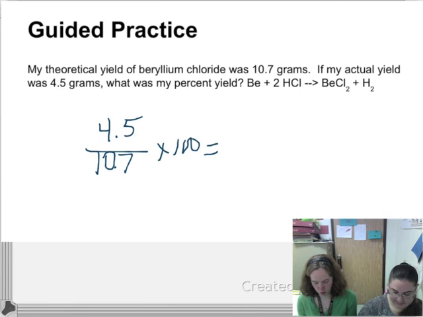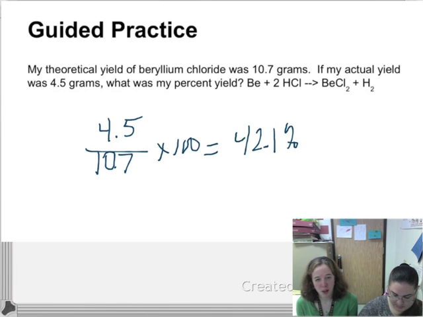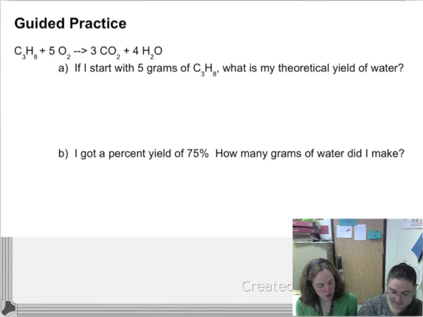So we've got 4.5 over 10.7 times 100, and we get 42.1%. So again, whether that's a good percent yield or a bad percent yield depends a lot on your reaction, but it's what the numbers tell you. All right, let's try our next guided practice. This one's a tiny bit more difficult.